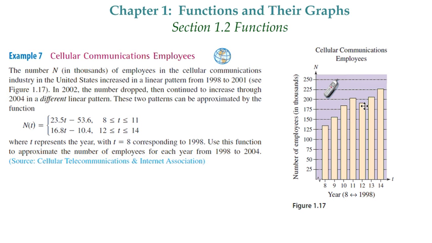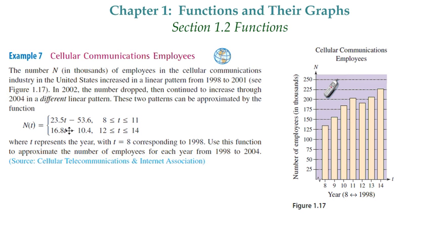So that's why it dropped. But then look, now it's another line right here. And so our problem gives us this. It says that these two patterns can be approximated by these two functions right here. So we're given where our time is from 2008 to 2011. They tell us that this right here is the equation of that function. And then they say from 2012 to 2014, that's the equation of that function.